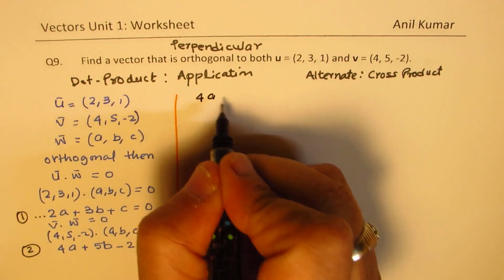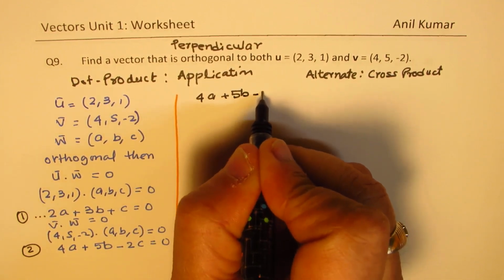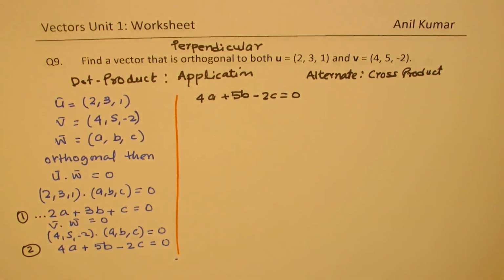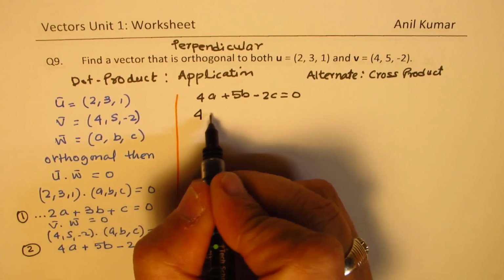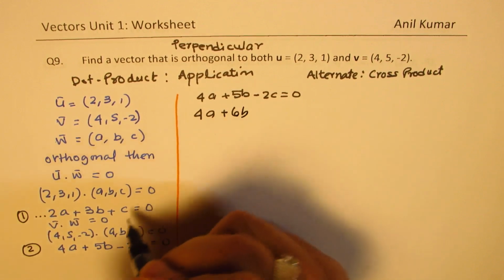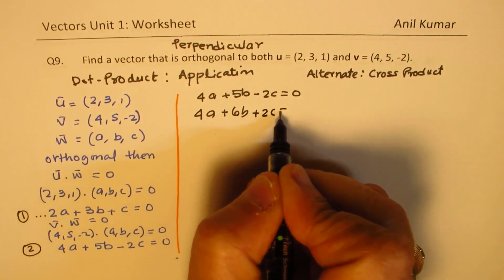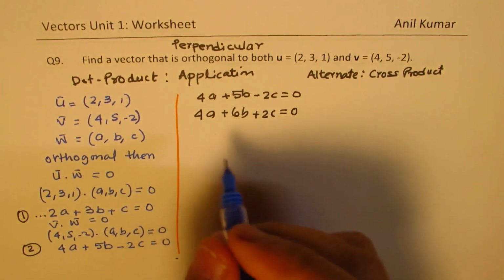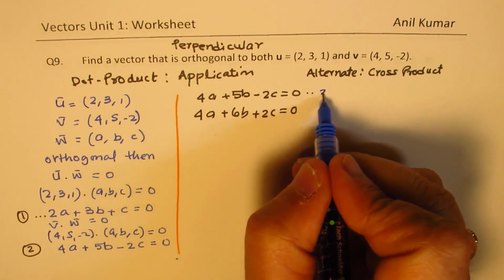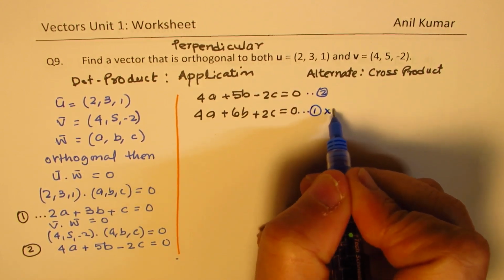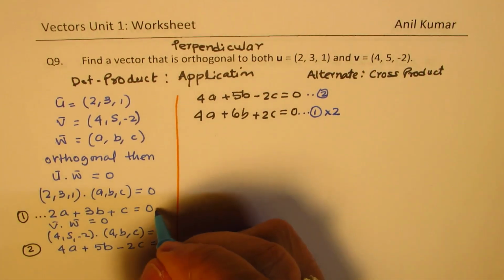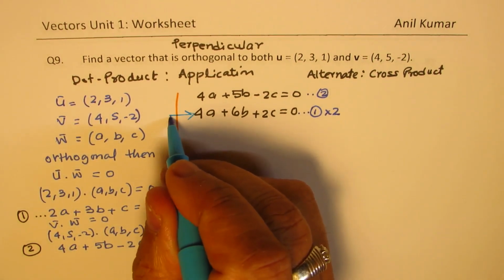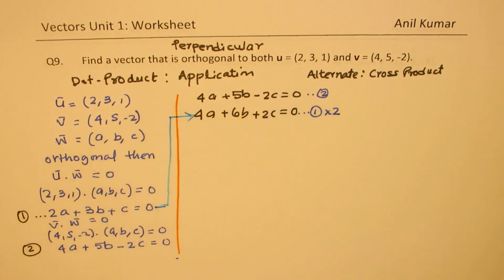One is 4a + 5b - 2c = 0. And I'm going to multiply the first equation by 2. So I'll write that as 2a times 2 is 4a, 3 times 2 is 6, and plus c is plus 2c equals 0. So what we did at this stage was, this is our equation number 2 as such, and in this case we had equation number 1 times 2, right? So we multiplied equation number 1 by 2 to eliminate c, since we need to find the value of a, b, and c.